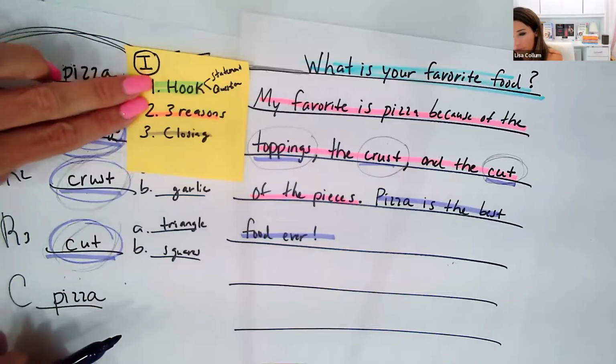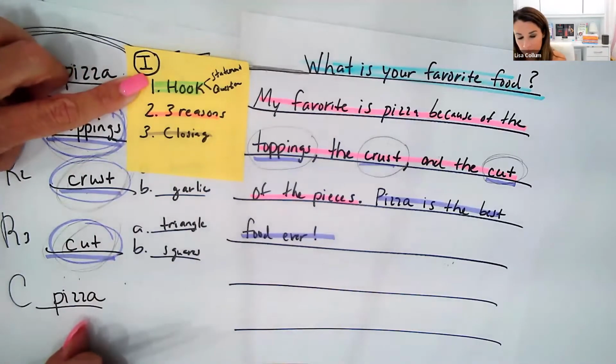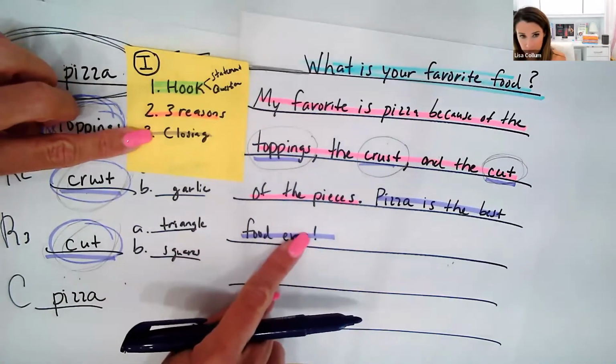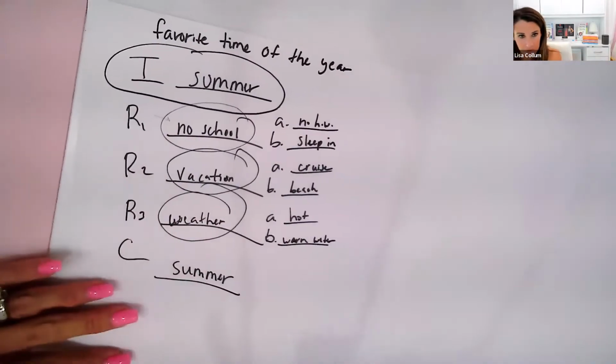So you can see my 3 parts to my I paragraph. My hook is in blue. My 3 reasons sentence is in pink. And my closing is in purple. Okay, let me show you another example. I know it's always helpful for you to see multiple examples. So that's why I want to show you 3 of them before I have you do it on your own.